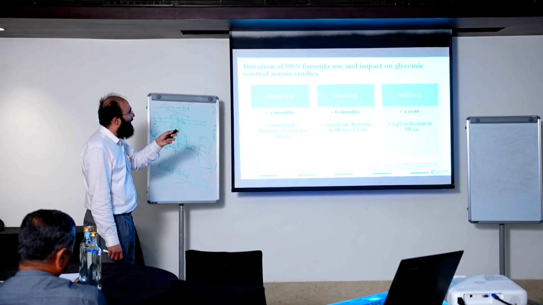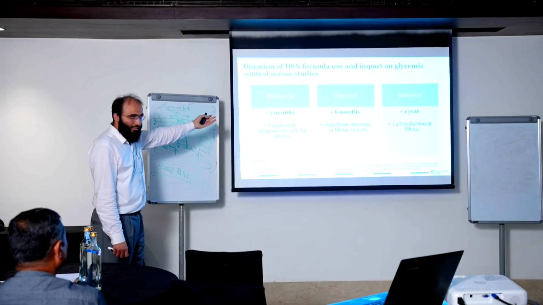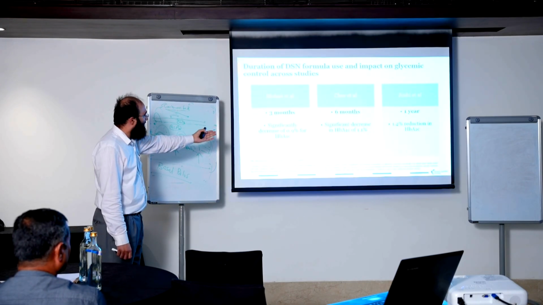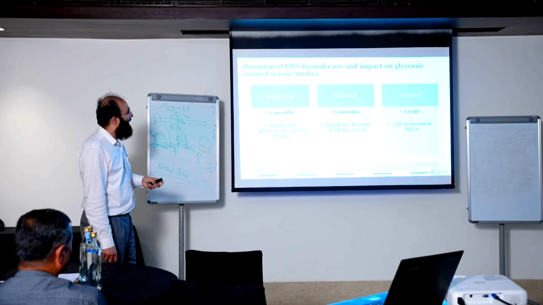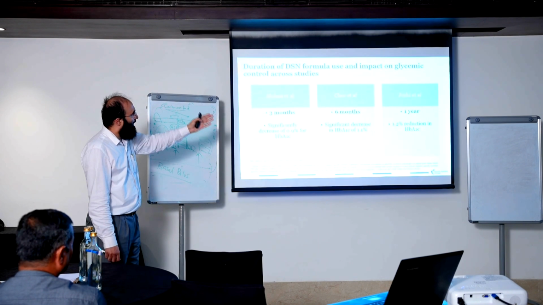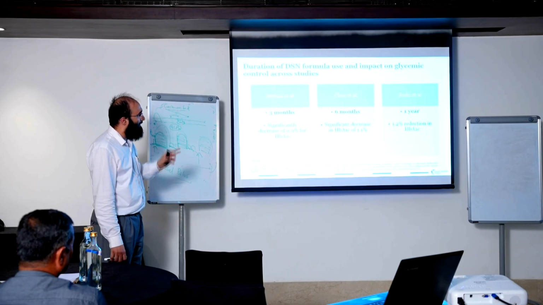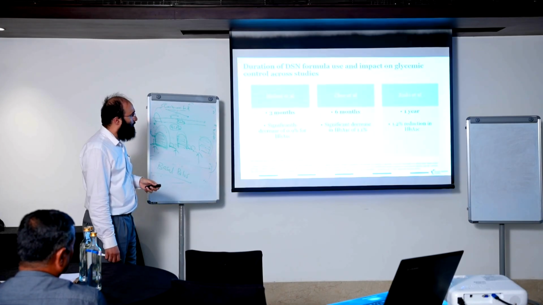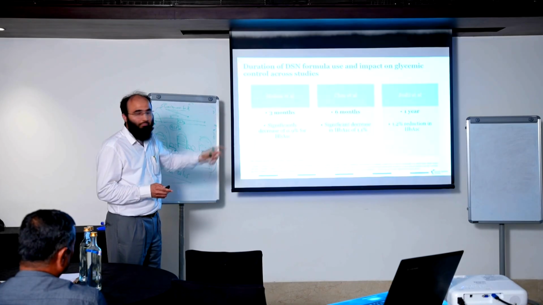Duration of DSN formula use and impact on glycemic control across studies. So Mohan and others, Dr. V. Mohan, Chennai, they did this study: 3 months, significant decrease of HbA1c of 0.9%, and others 6 months, significant decrease of HbA1c by 1.1%. Joshi and others, 1 year, 1.2% reduction in HbA1c. I think Joshi is Shashank Joshi from Mumbai.